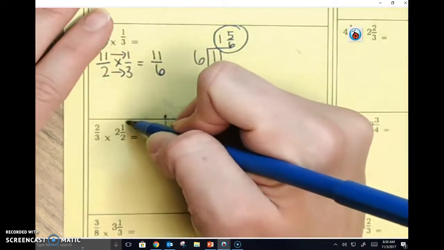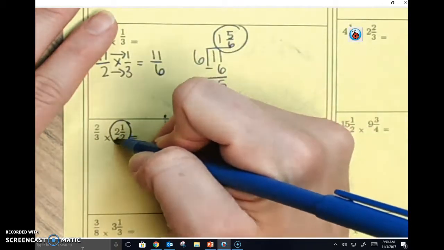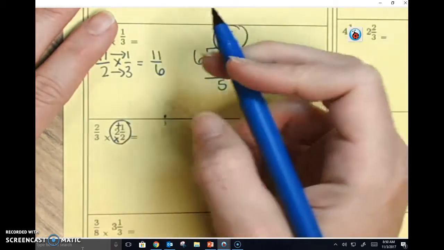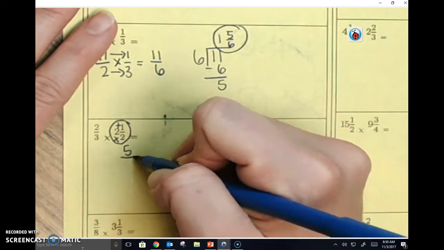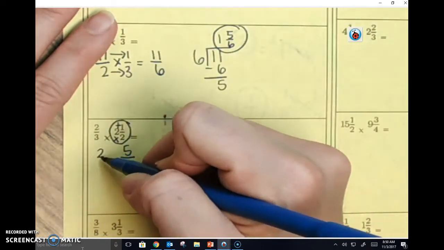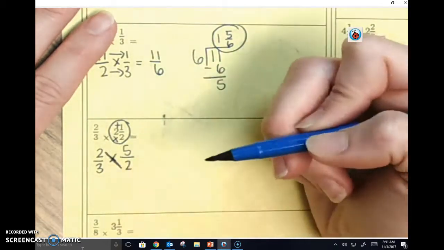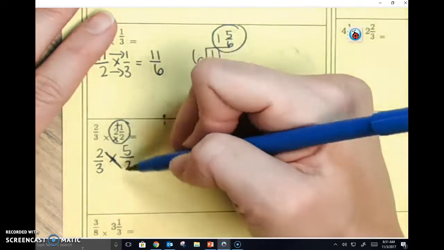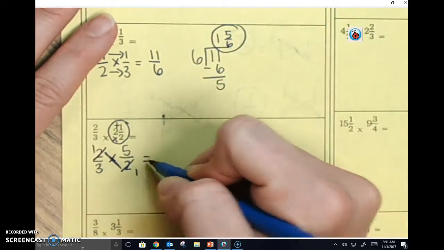Our mixed number is 2 and 1/2. So we're going to change that into an improper fraction. We're going to do 2 times 2 is 4, plus 1 is 5. We keep the denominator the same, so 5 over 2. And then we're going to have 2 over 3. We're going to multiply. We're going to cross cancel, because if you look at those 2's, those are the same number. When they are the same number diagonal from each other, cross them out and make them 1s.